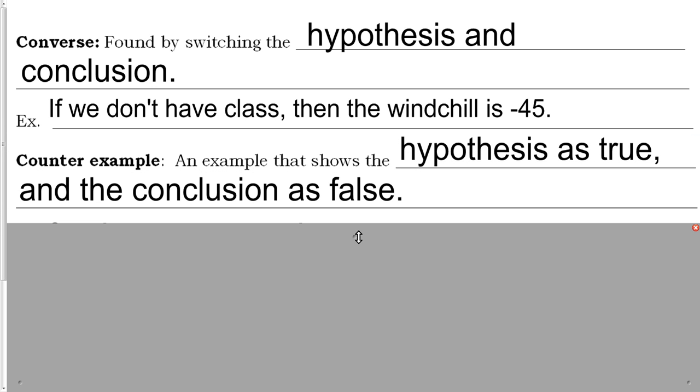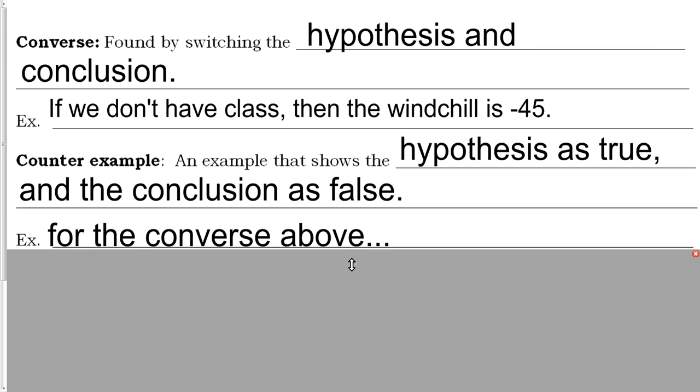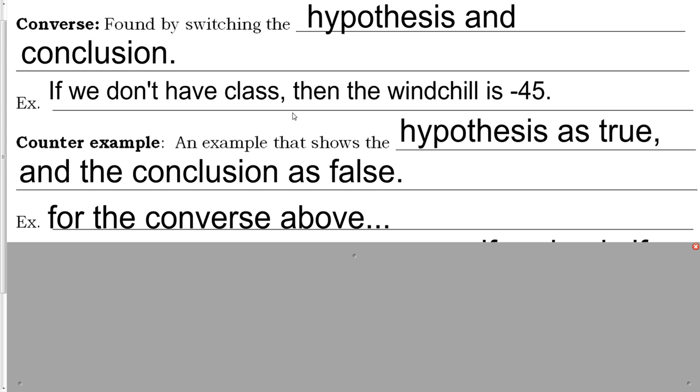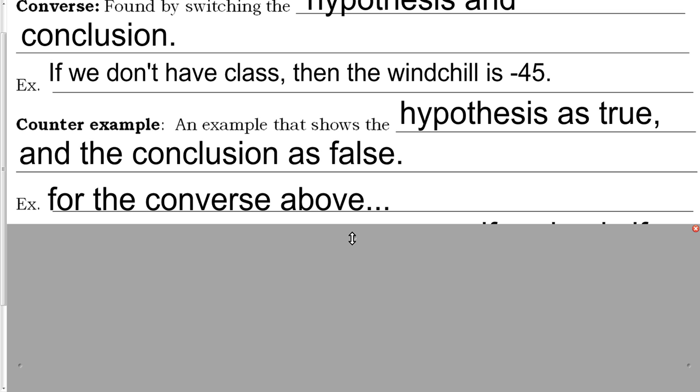When they're not true, you should be able to come up with a counterexample. And that's an example that shows the hypothesis as being true and the conclusion as being false. So applying it for the converse that we had above, like I said, there are many cases where we don't have class, but the wind chill isn't negative 45 degrees. Any of those that I mentioned would be counterexamples. The weekend is a counterexample to this because we don't have class. This is true, but the wind chill is not negative 45 degrees. This one is false. So you can come up with many counterexamples sometimes, unless it's true.